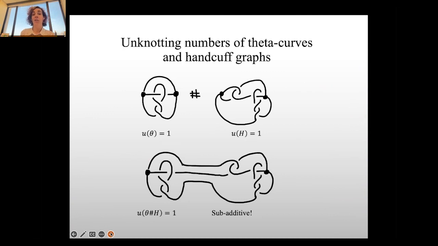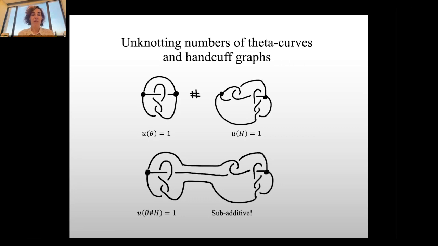The handcuff graph is the other graph that has 3 edges and 2 vertices. Okay. The theta graph pictured on the left clearly has a knotting number 1. You can just change a crossing in the class. And the handcuff graph pictured on the right also has a knotting number 1. You can similarly change a crossing in the class that is sort of pictured on the left part of this diagram. However, if you vertex sum them together, then the same crossing change from the handcuff graph will also unknot the connected sum. And so we have that the unknotting number of this composite is now 1 and it's subadditive.